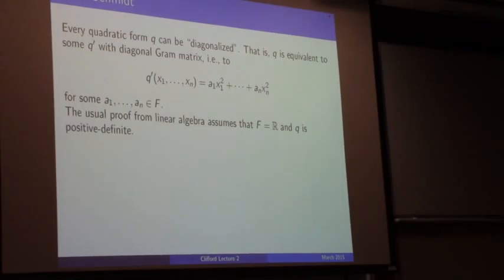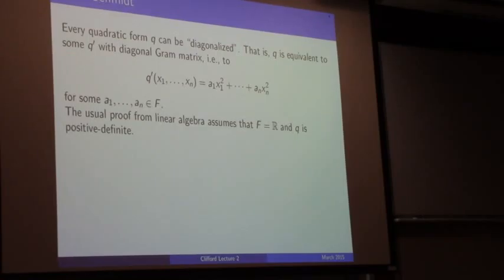Q is positive definite. I'm not assuming any of that. In fact, it's not even clear what positive means for an element of F in general. However, the proof goes through with only minor changes. So just to remind you how the proof goes, we choose some vector, say v, then take the orthogonal complement to v, and then you do this inductively.